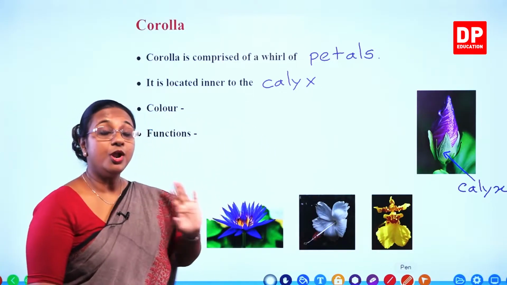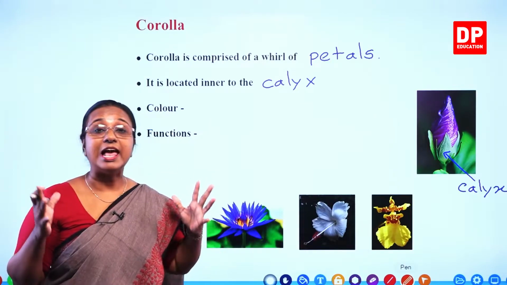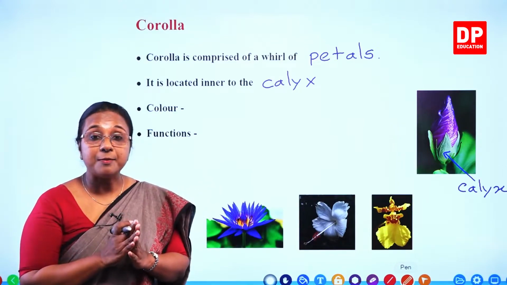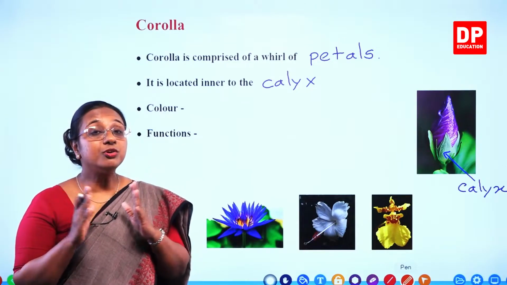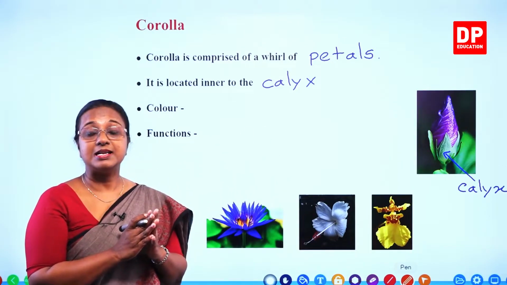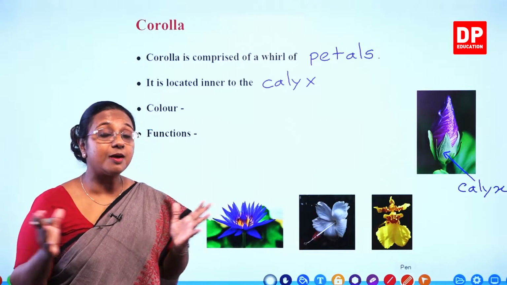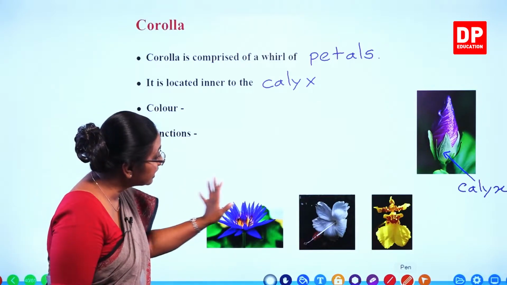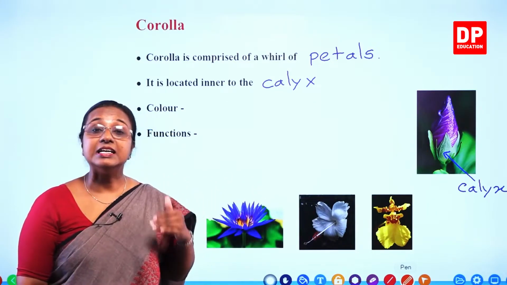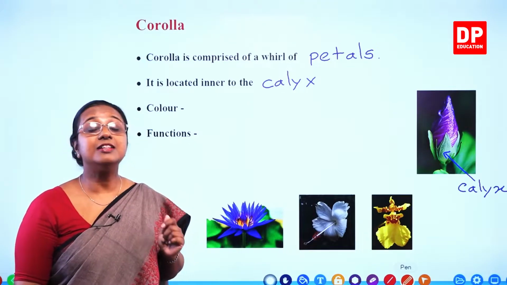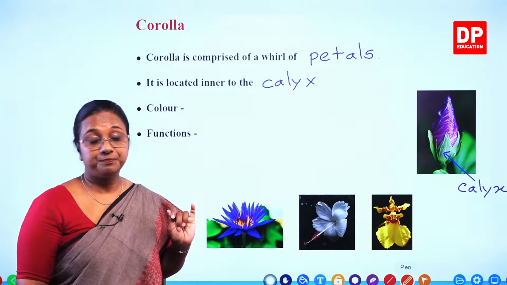So you all know normally the most colorful and attractive part of the flower is the corolla. That is made up of petals. And not only the protection in the bud stage, when the flower blooms and when it comes to the mature stage, these colors and shapes, they attract the insects for pollination. So that is another function of corolla.